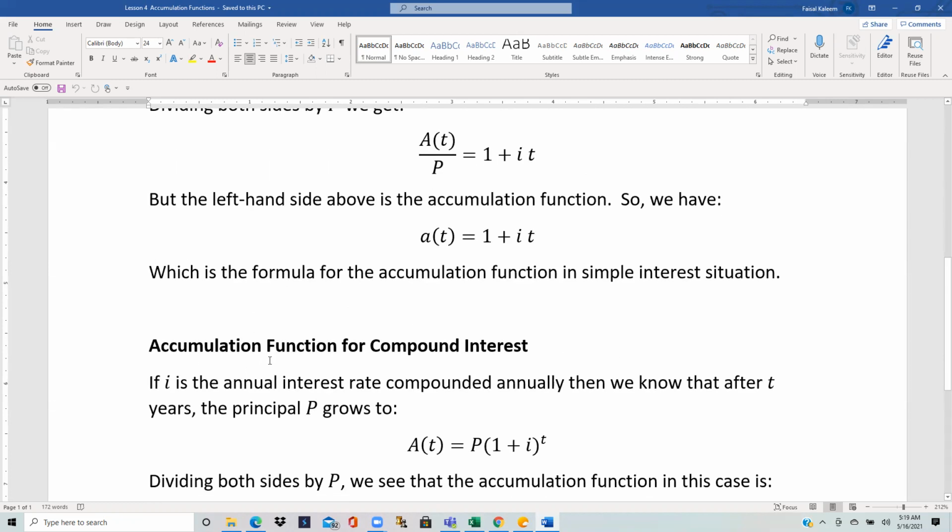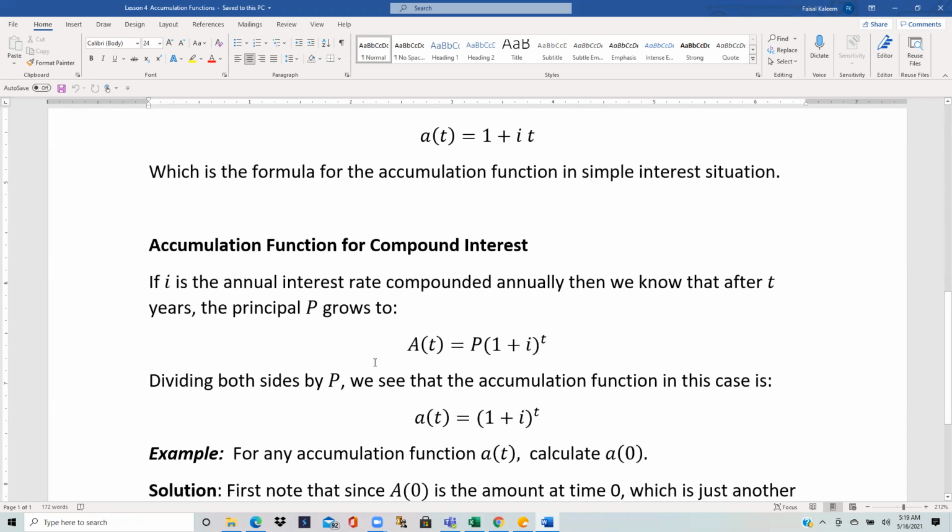Next we calculate the accumulation function of compound interest. Here we know that the formula for the amount is A of t equals P times 1 plus i to the power t, in the simplest case where the compounding takes place only once a year. If we divide both sides by P, we get again A of t over P is equal to 1 plus i to the power t. And you know that A of t divided by P is the accumulation function. So in this case, the accumulation function is 1 plus i to the power t.